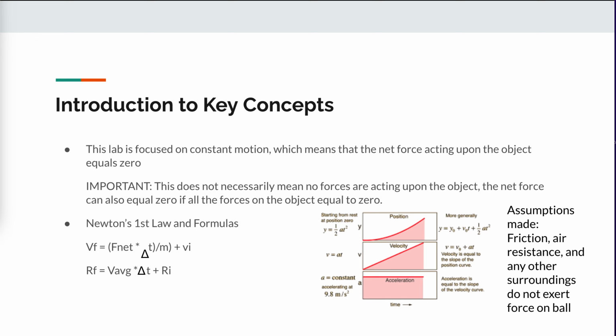We're going to be using both the velocity update formula and the position update formula later on to better understand not just the experiment, but also construct the computational model. This diagram depicts the motion of the position, the velocity, and acceleration of an object in constant motion. It's also very important to make the distinction that in the computational model, we are making an assumption that friction, air resistance, and any other surroundings do not exert a force on the ball.